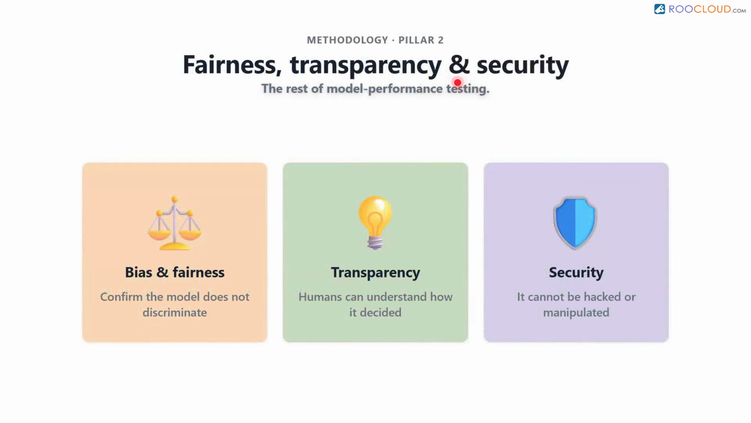Alongside performance, this section details our testing for bias and fairness, ensuring the model does not discriminate. It also covers transparency and explainability, meaning we check if humans can actually understand how the computer reached its decision. Finally, we detail the security testing performed against the model to ensure it cannot be hacked or manipulated.